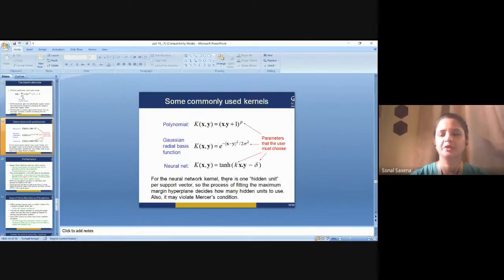These are some of the commonly used kernels, as I have told you. Now, in this you can see the neural network. For the neural network kernel, there is one hidden unit per support vector. So the process of fitting the maximum margin hyperplane decides how many hidden units to use. Also, it may violate Mercer's condition as well.